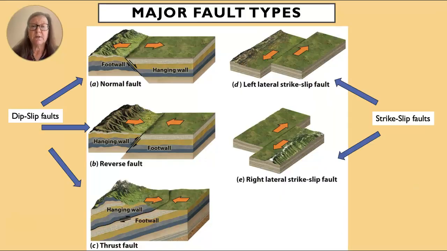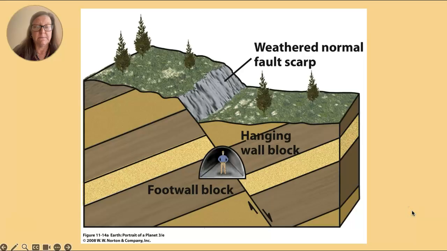So the 2 groups of faults are the dip-slip faults and the strike-slip faults. And the dip-slip faults, like they sound, have a dip. Okay, so either side of the fault is moving along a slanted or an inclined break in the rock. On the other hand, the strike-slip faults are vertical. So we're going to look at these 2 groups. We're going to start with the dip-slip faults.